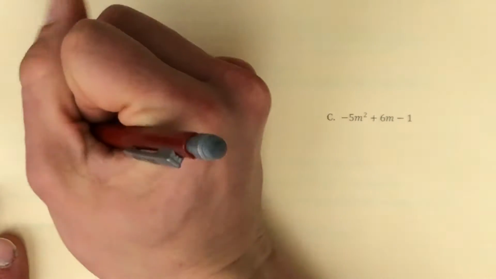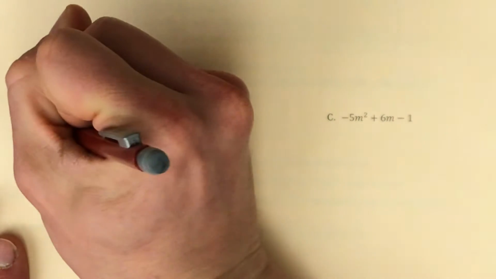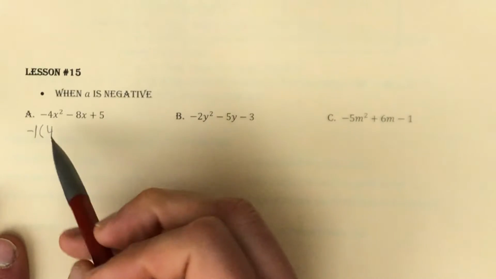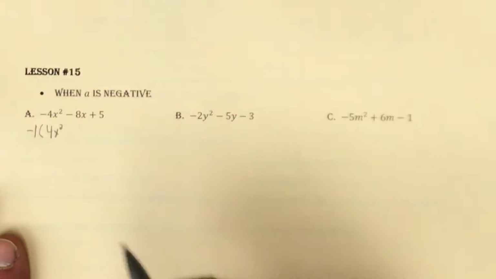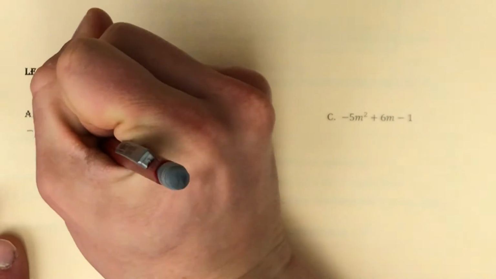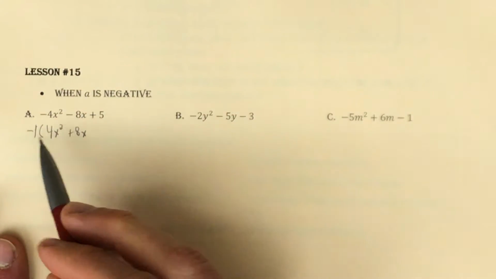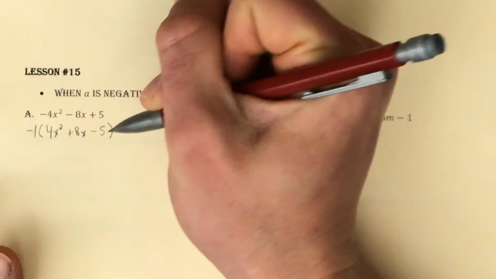So when I factor out a negative 1, what does that leave me with? Well, what did I multiply negative 1 by to get to negative 4? Well, that would be a positive 4. What about this x squared? Well, that comes down as it normally would. Well, what did I multiply negative 1 by to get to negative 8? Well, that would be a positive 8, and then we bring the x down. And then what did I multiply negative 1 by to get to positive 5? Well, negative 1 times negative 5 equals positive 5.